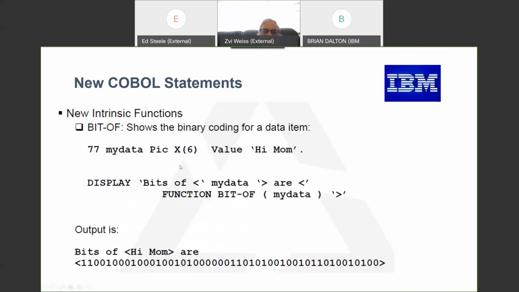And as previously, here's an example of the bit of. So it's the same thing as the hex of, only the output down here is hi mom in binary. That's a long string, huh?